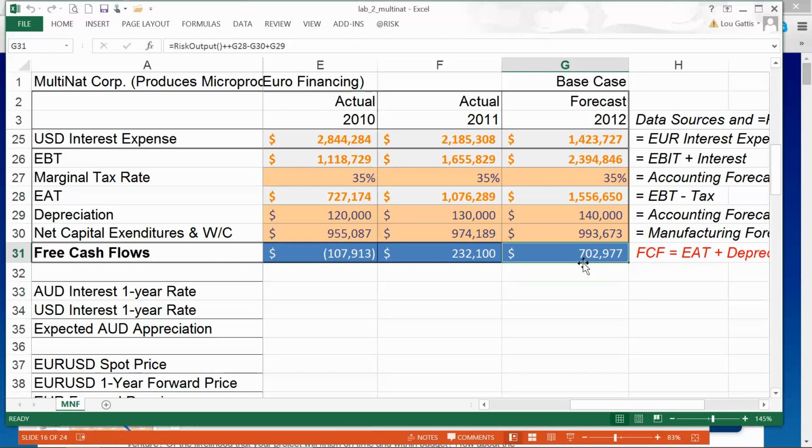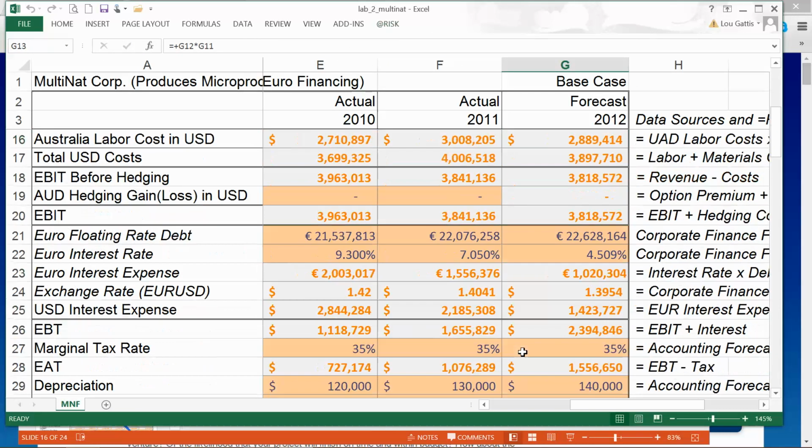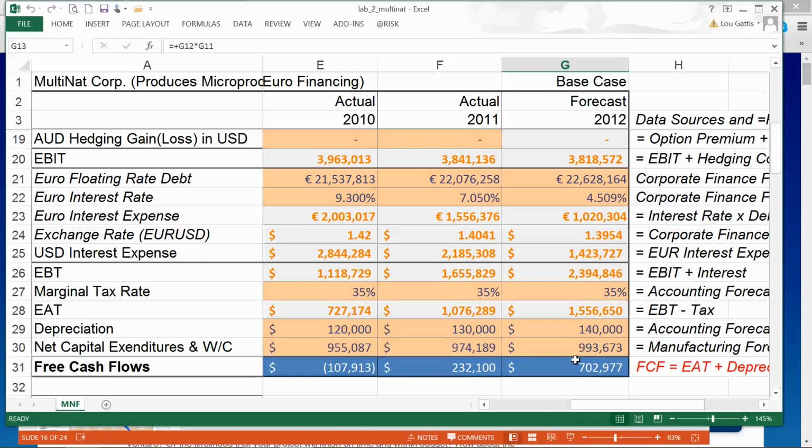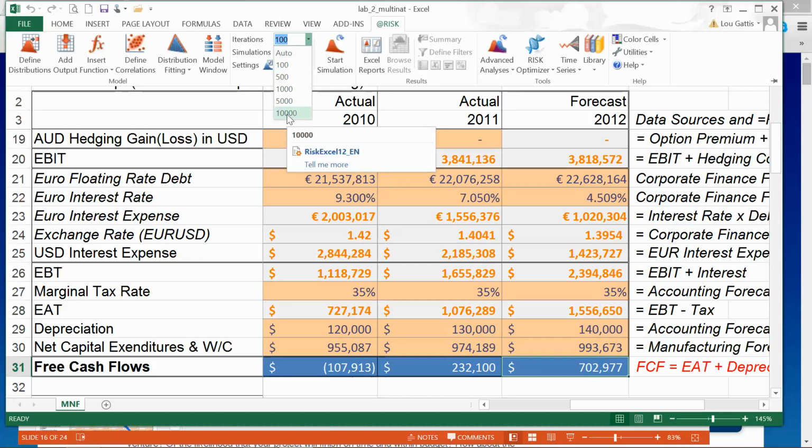Now I should notice that inside cell G31 is now a RiskOutput command, and under G15 there's a RiskNormal command, and that's what @RISK is looking for. So now we can go to @RISK. Well, first of all, let me click back here. Let me click on my output one time, my 700,000. Now I'm going to go to @RISK, and what I'm going to tell @RISK to do is generate 10,000 possible values for the Australian dollar appreciation. I'm going to do one simulation, and I'm going to start simulation.